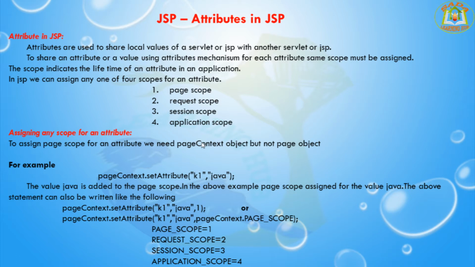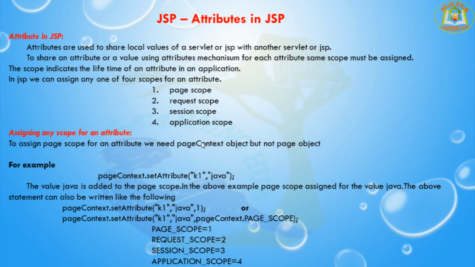In the earlier videos, I discussed the different scopes in the JSP page. If you want, you can go through that video. There are four scopes available in the JSP: page scope, request scope, session scope, and application scope. Whenever you create an attribute, we definitely need to assign one of the scopes to your attribute. Otherwise, it's not possible.